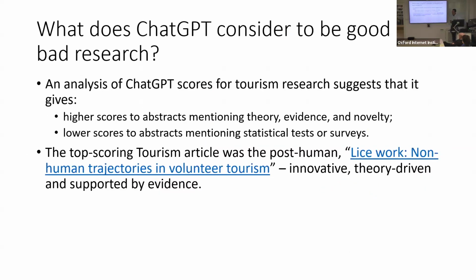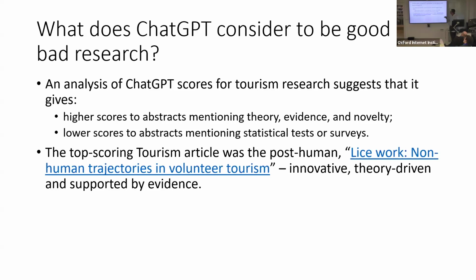So I also looked at what ChatGPT considers to be good and bad research in a follow-up study, and this one focused on tourism research. So I looked at thousands of tourism research papers and scored them all with ChatGPT, and I looked at the top scoring papers and the bottom scoring papers to try and work out what it is about those papers that it really likes and what it really doesn't like.